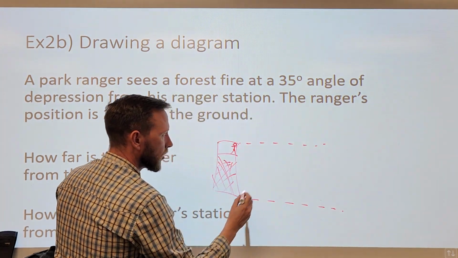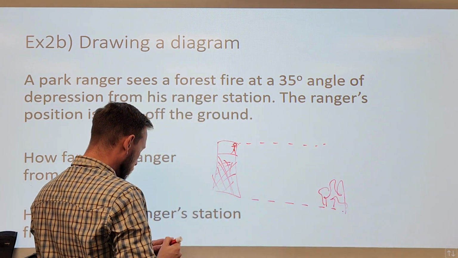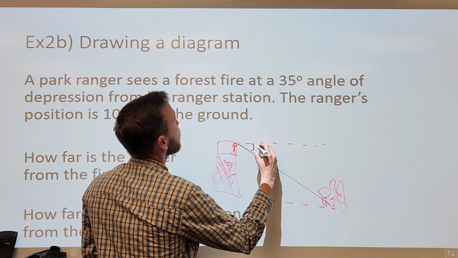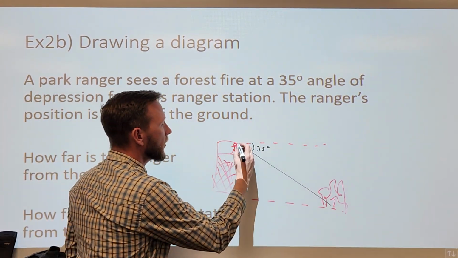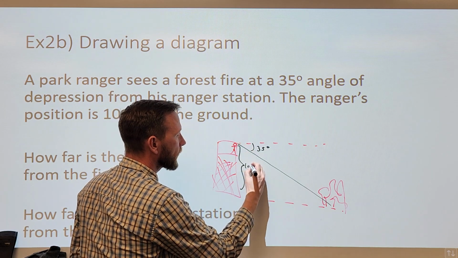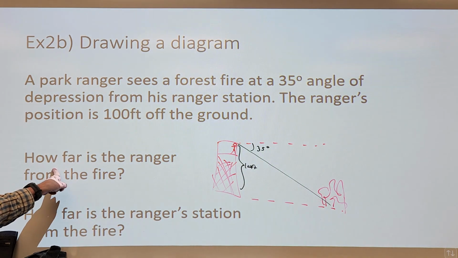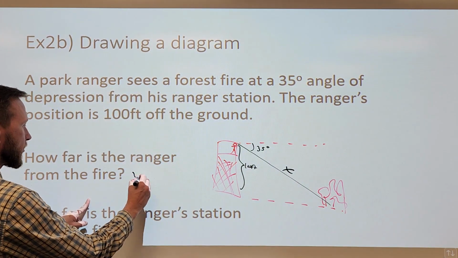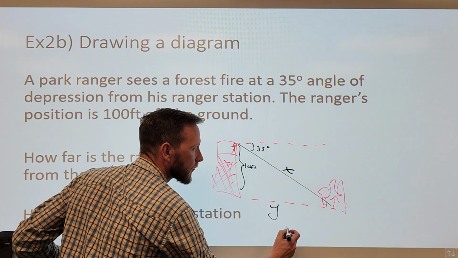again, parallel to the ground there, we've got our forest fire. Oh no, it's burning. All right, but they're looking down at an angle of depression that is 35 degrees. We know that they are 100 feet off the ground. The question is, how far is the ranger from the fire? That's x. How far is the ranger's station from the fire?